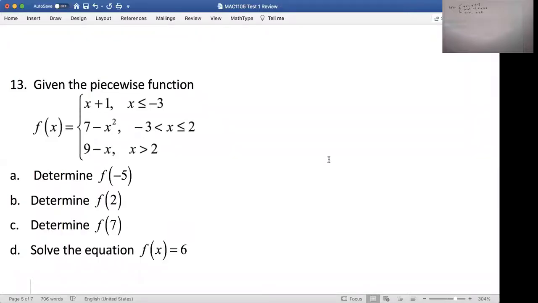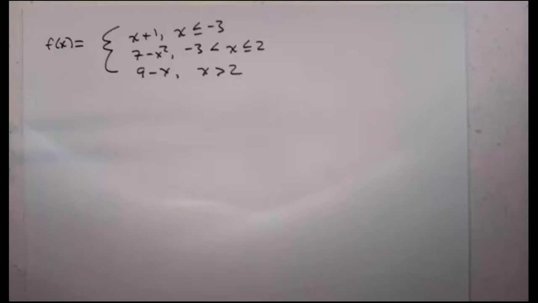Okay, for this question, we have this piecewise function where f of x is x plus 1 when x is less than or equal to negative 3. 7 minus x squared, negative 3 is less than x, and x is less than or equal to negative 2. And it's 9 minus x if x is greater than 2. We want to find f of negative 5, f of 2, f of 7, and solve the equation f of x equals 6. So let's start with f of negative 5.